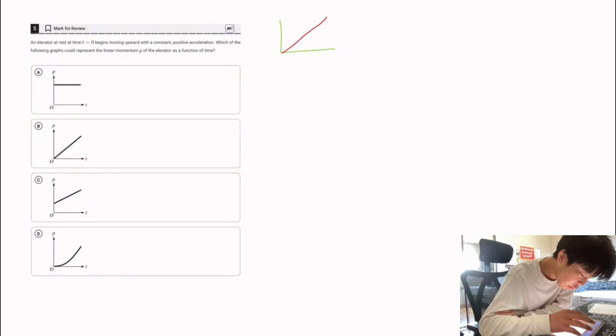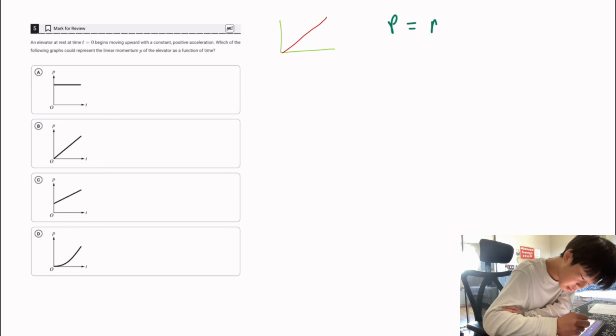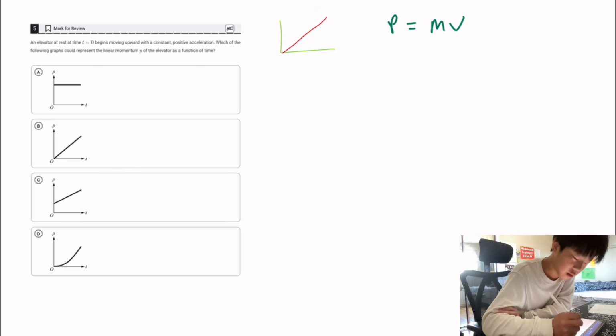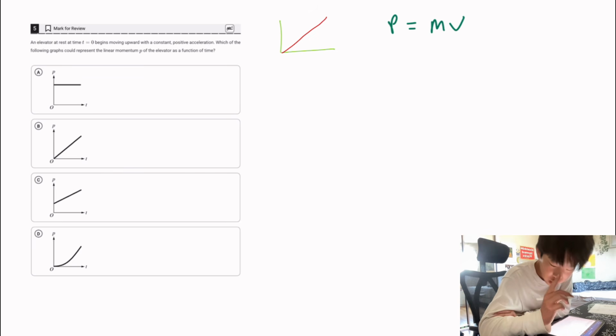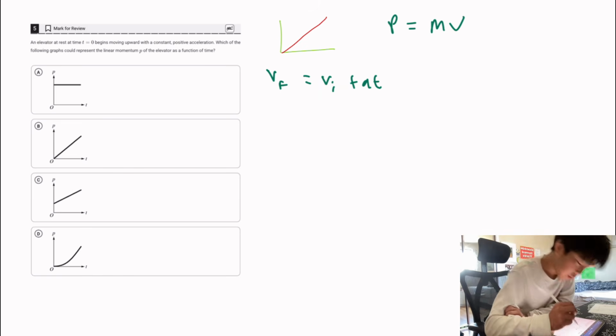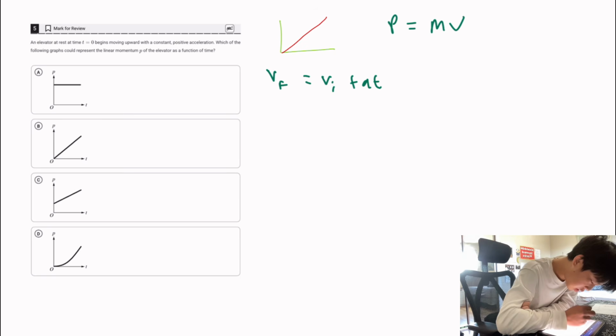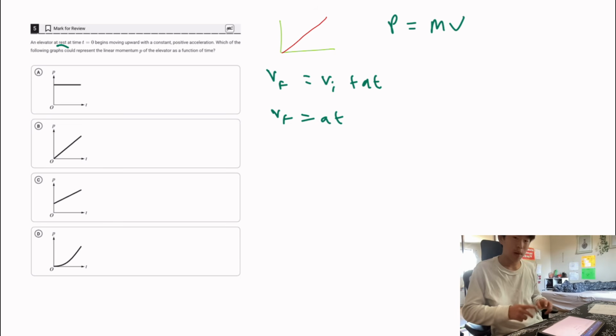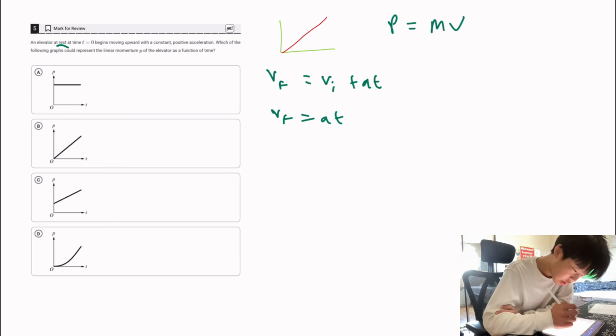So now, how can we relate acceleration to momentum? Well, we do know that momentum is P equals mv, right? So how does acceleration correlate with mass? It doesn't. How does it correlate to velocity? It does a lot. So we can use the kinematic equation, Vf equals Vi plus At. Now let's substitute in some values. It says it starts at rest, so Vf equals At. So boom, now we have a solid way to relate acceleration and velocity.